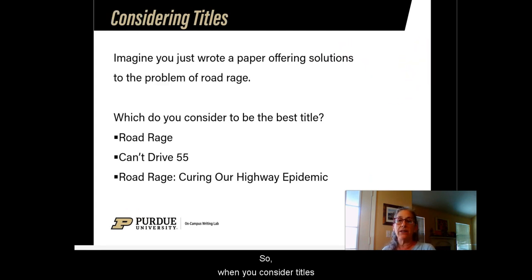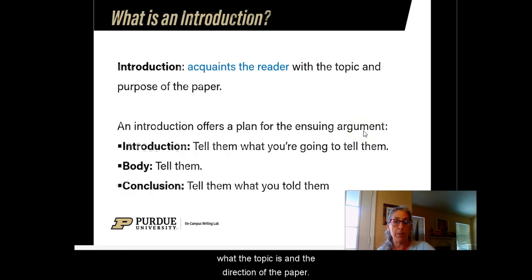So when you consider titles, you want to think about the way in which you are reflecting your topic, your opinion, and making it a little creative and engaging. So we have 3 here. Now, this one only tells you about an emotion and not maybe the direction of the article, of the argument. This one is also engaging, but it doesn't really have anything to do with the argument itself. This one is engaging and then tells you very specifically what the topic is and the direction of the paper.